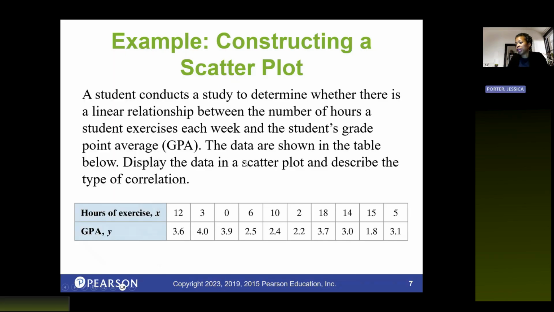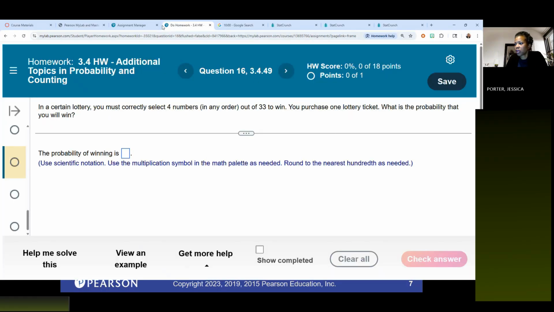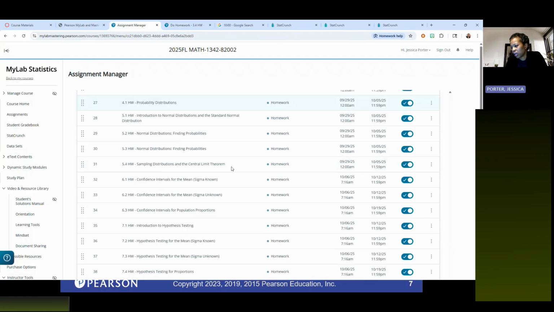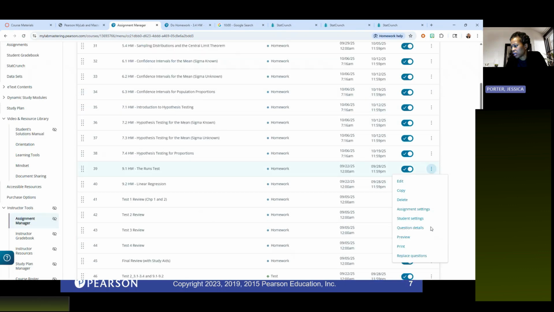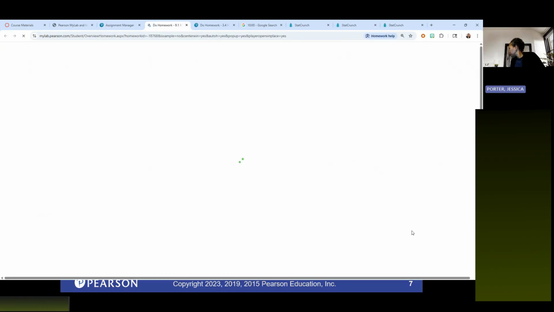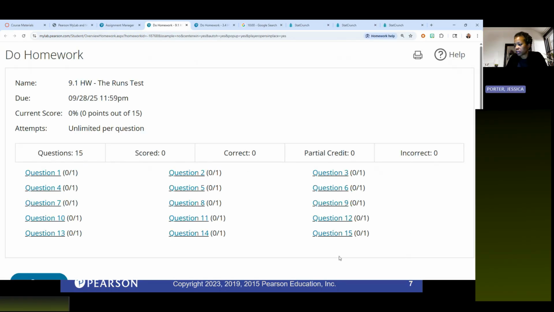Okay. Now, when you're working with StatCrunch and when you get these problems in your homework, let's go to it. Instead of typing all those numbers in again, I want to find a question. We can look at 9.1.